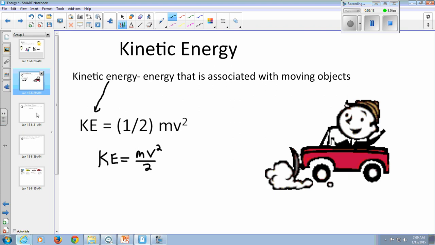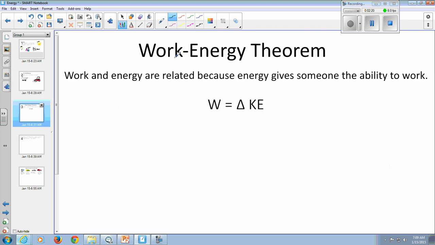One of the things that goes along with kinetic energy is the work energy theorem, and it's the idea that work and energy are related. The reason why they're related is because energy gives you the ability to do work. So you'll see this work energy theorem represented like this. This stands for work. Okay, work is equal to however much the kinetic energy changes. So the change in kinetic energy is equal to work.